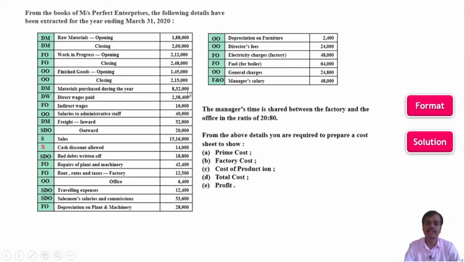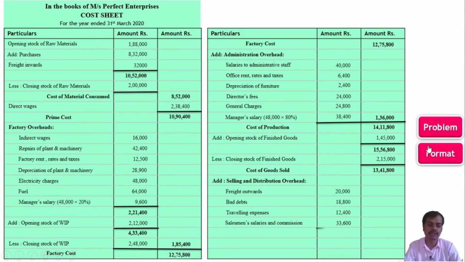Next item of selling and distribution overheads, I think all the items of selling and distribution overheads are finished. Let's make the total and write at the outer column. The total is 84,800. That we will add in cost of goods sold, and that will be our cost of sales or total cost, which is 14,26,600. And after that we have to find out profit or loss.